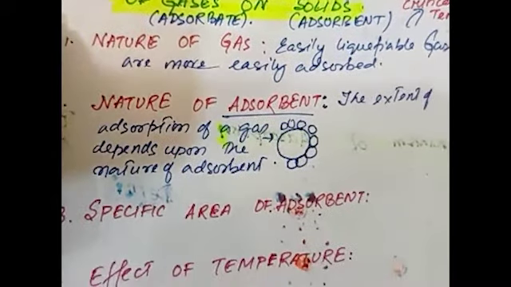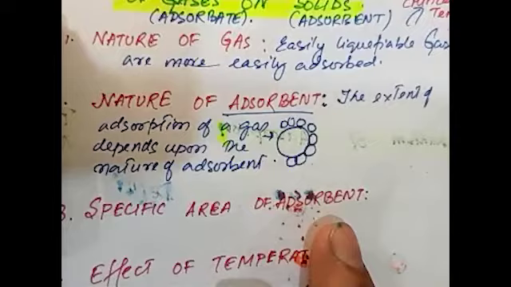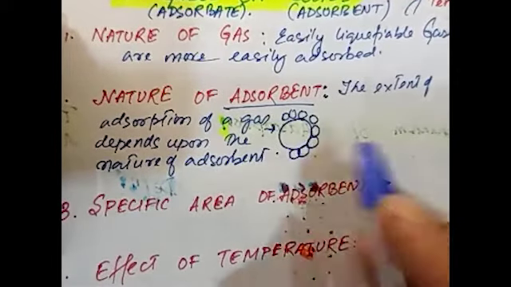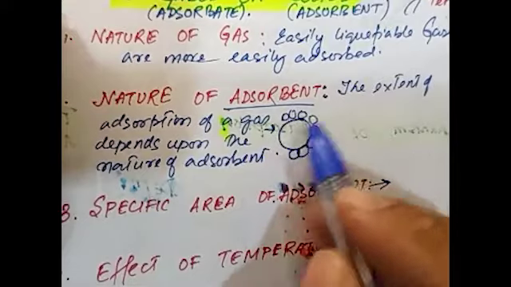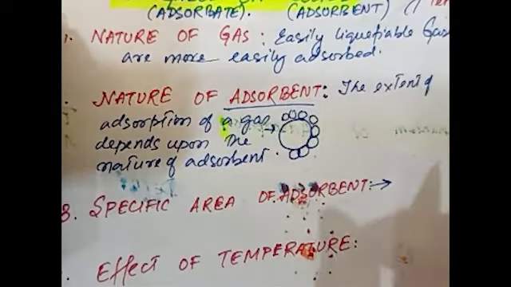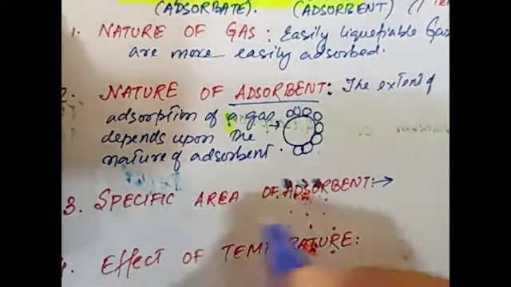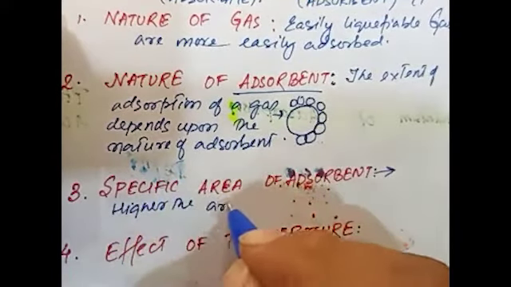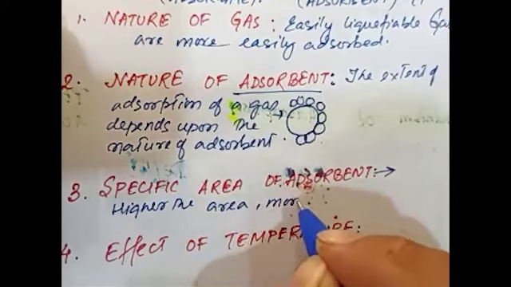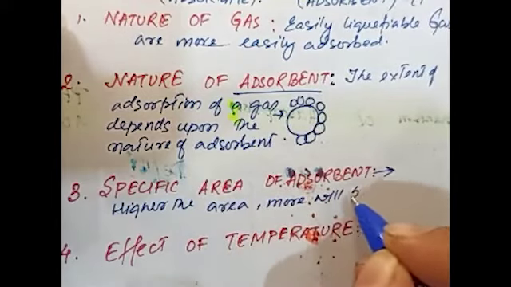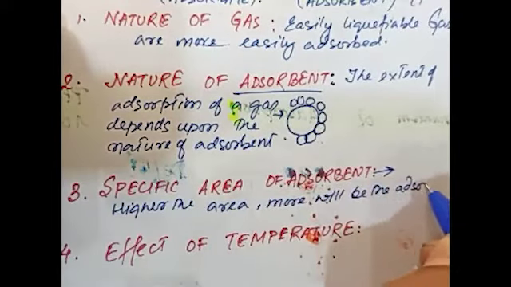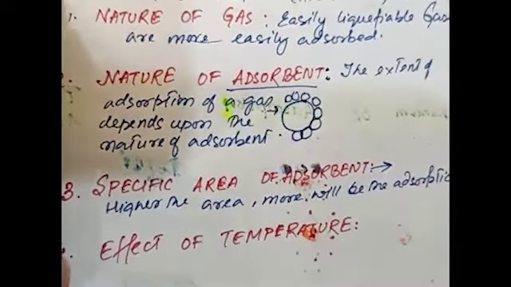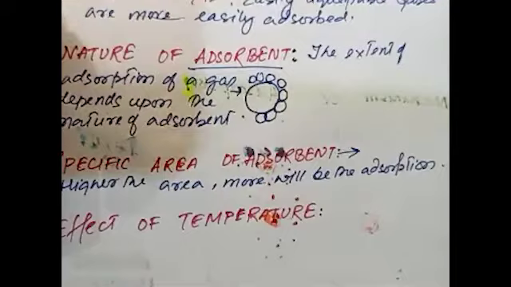Next, specific area of the adsorbent. जितना ज्यादा area उतना ज्यादा adsorbent बैठने का जगह. Okay, so see, if there is more area, more adsorbent can be accommodated. ठीक है. So directly proportional, higher the area, more will be the adsorption. जितना ज्यादा एरिया होगा उतना ज्यादा एड्सॉर्प्शन हो सकता है.